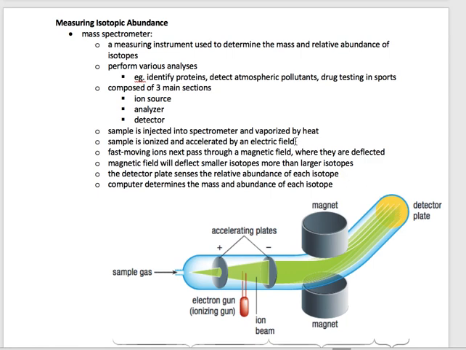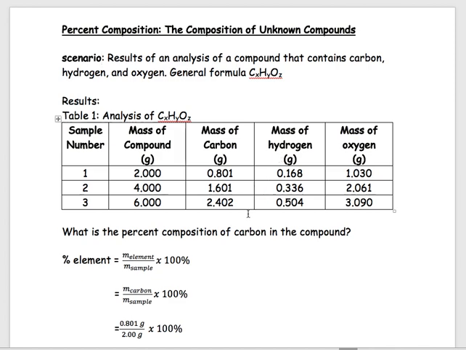So we're doing the same thing here, but we have a sample, and it's going to be able to detect how much carbon, how much hydrogen, oxygen is in the compound. So then we're going to take those results and figure out the percentage of the elements in the whole compound compared to the overall compound, the overall mass, okay?